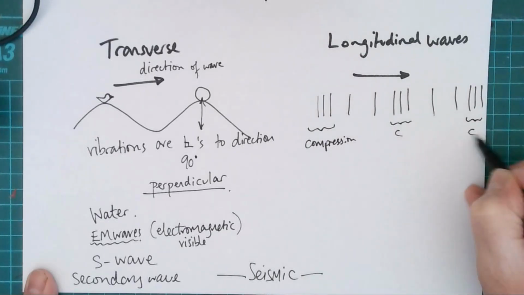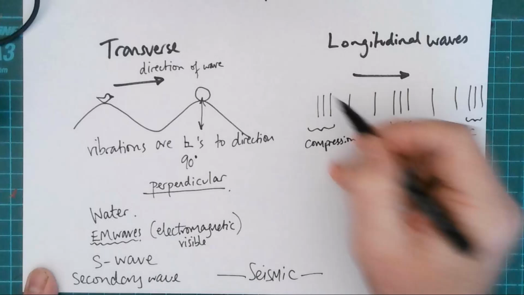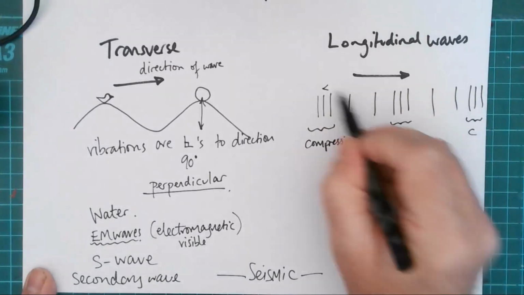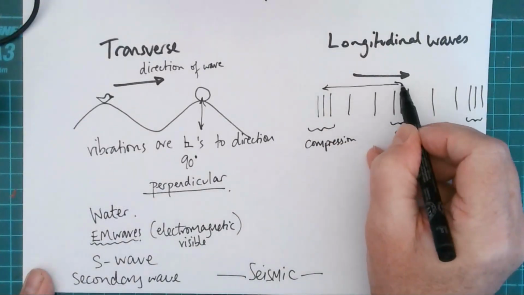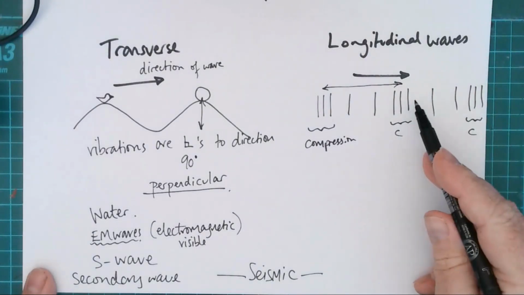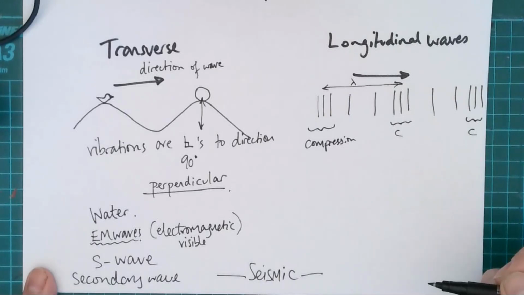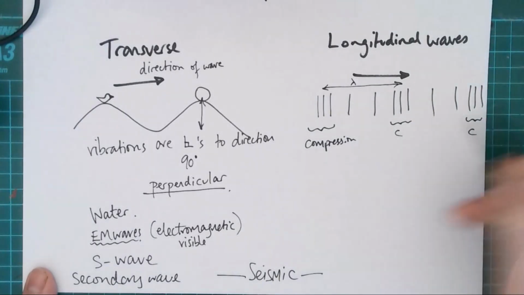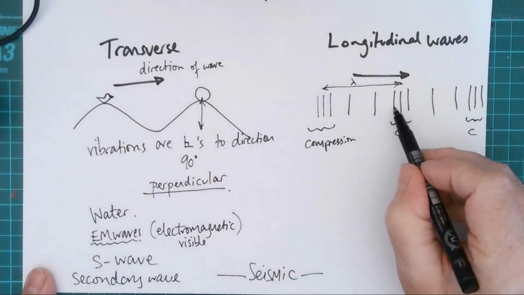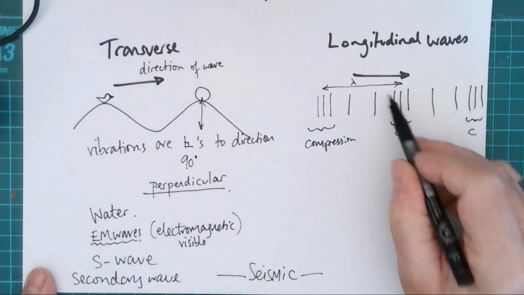I can still have a wavelength, by the way, because I can measure maybe, let's say, from the middle of a compression to another like point. The next like point is to the middle of another compression, would be my wavelength from a longitudinal wave. I could, just as well as that, I could go from the beginning of a compression to the beginning of the next compression. Remember, wavelength was measured from similar point to similar point.